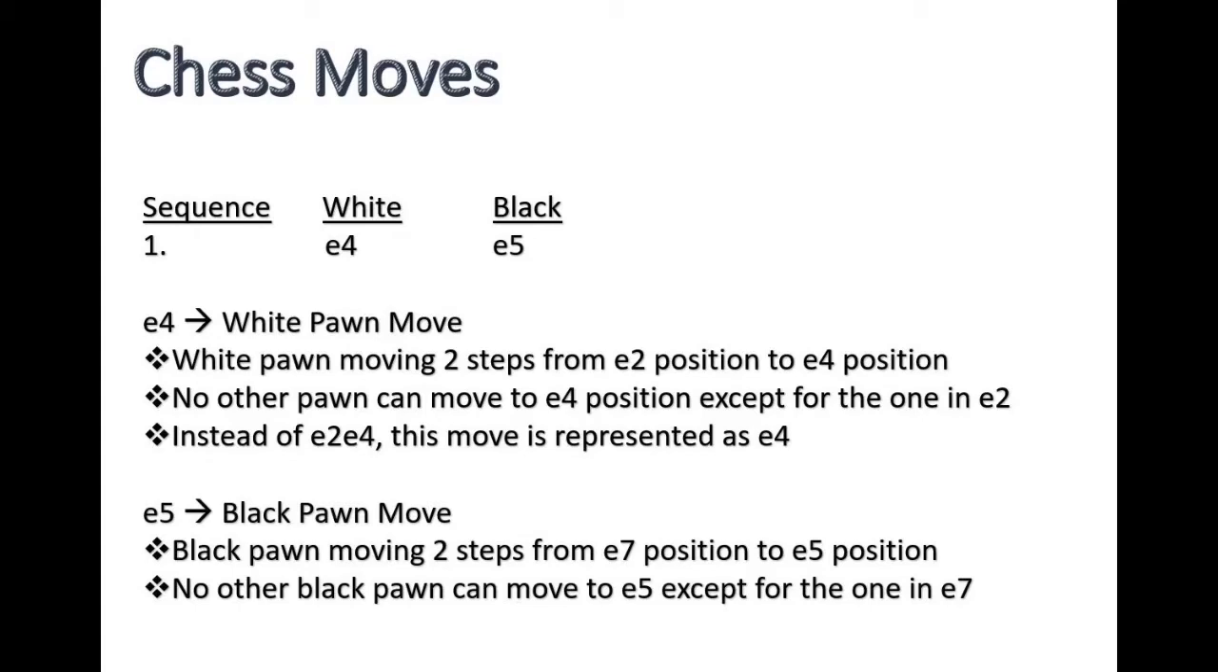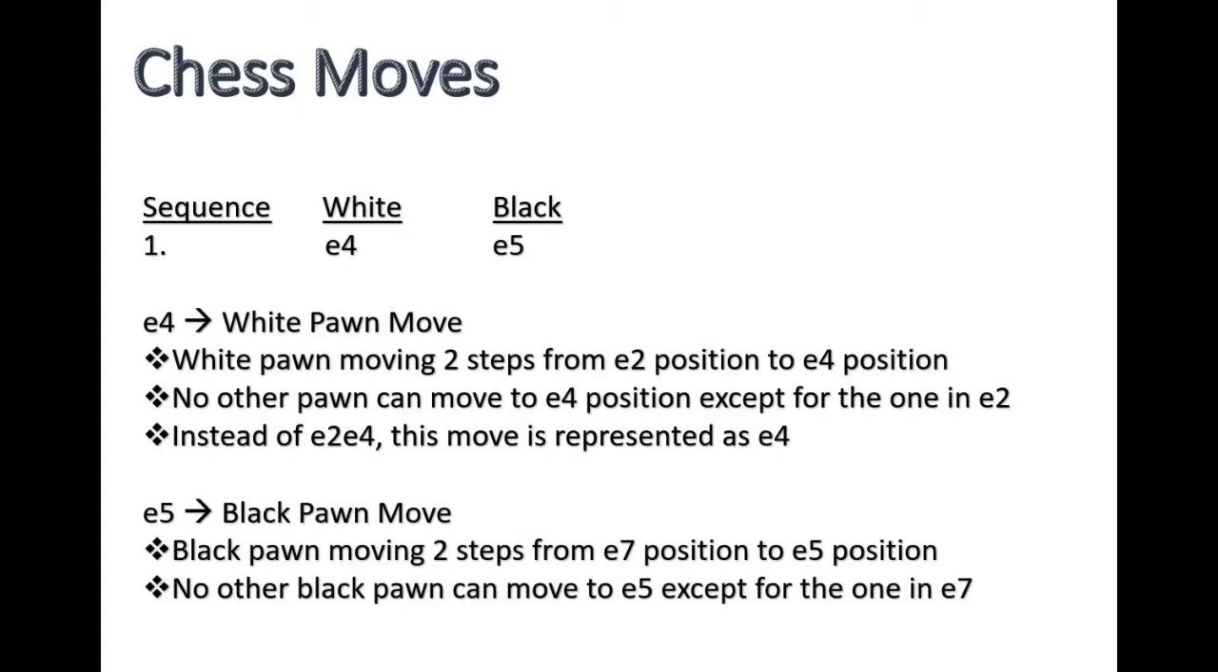Every sequence of step has two moves, the white move as well as the black move. The example shown here indicates the first step. White has moved to the position E4 and the black has moved to the position E5. And you don't see any chess piece name indicated with the upper letter in front of the position name, E4 or E5. Absence of any representation indicates the pawn move.